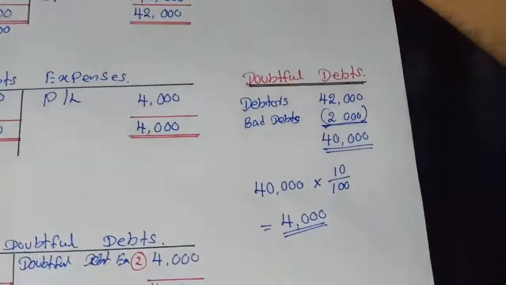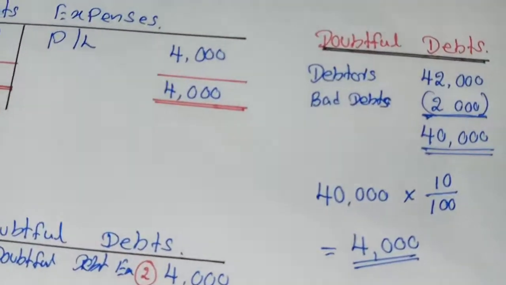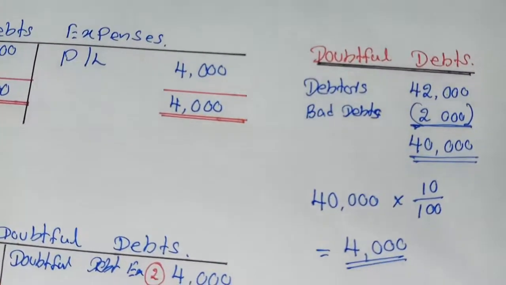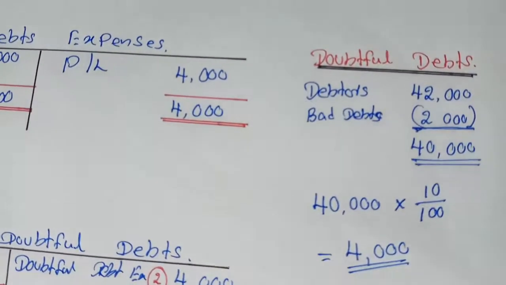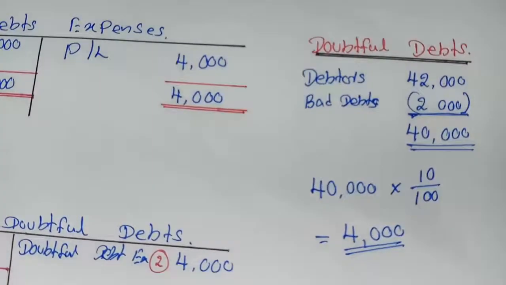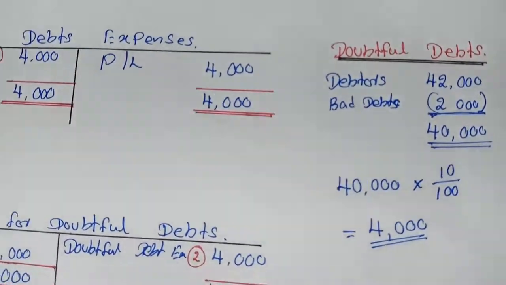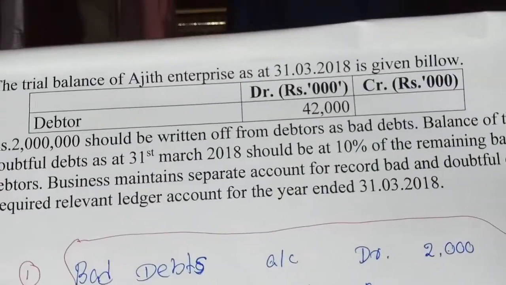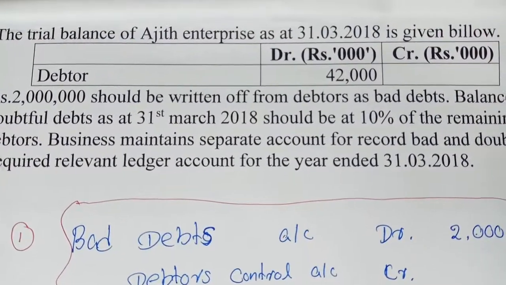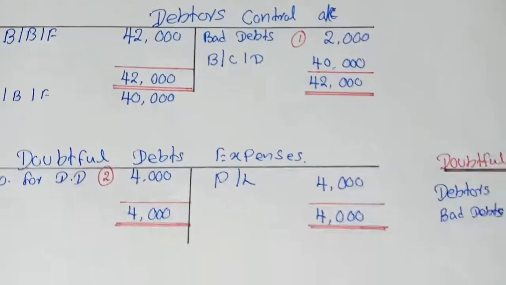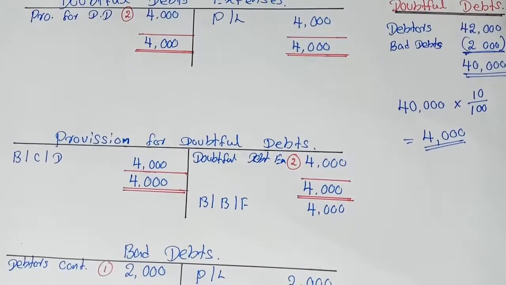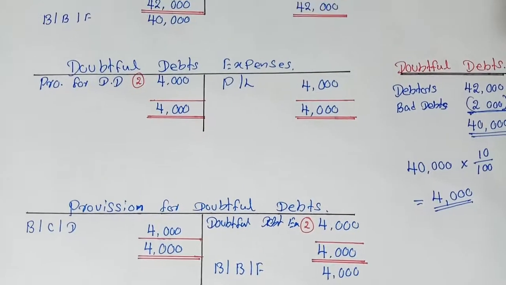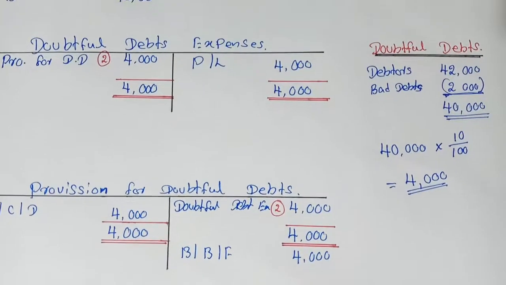Then doubtful debts should be calculated based on the remaining debtor balance. Remaining debtor balance: 42,000 minus 2,000 bad debts. Then the remaining debtor balance equals 40,000, into 10%. Doubtful debts are also an expense. There is no balance in the trial balance as a provision for doubtful debts. You prepare the doubtful debts expense account as well as the provision for doubtful debts account. There is no balance. That is also an expense. Doubtful debts expense account debit, provision for doubtful debts credit.